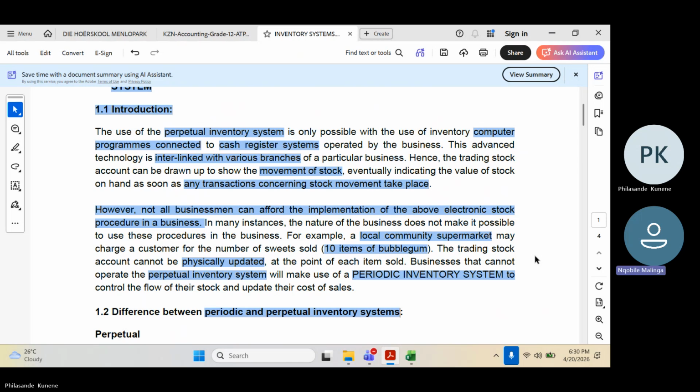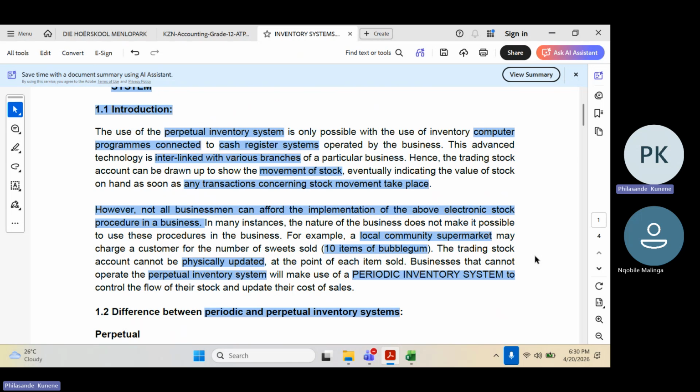A perpetual inventory system is updated immediately, like during the purchasing process, and then a periodic inventory system is done after, like monthly or yearly.